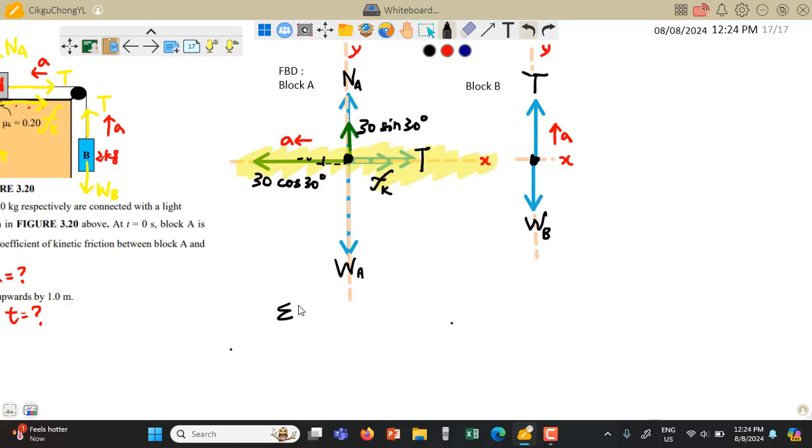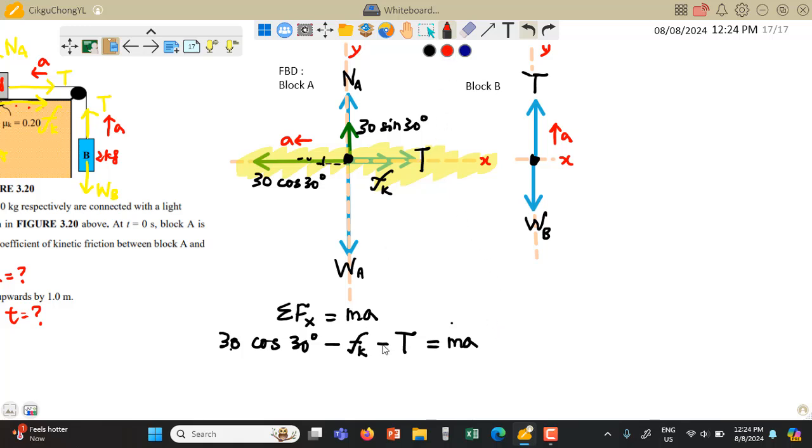So I'm going to have summation of force along the x directions equal to MA. Referring to the FBD, we can see obviously 30 cos 30 is in the direction of A, so we treat it as positive. But Fk and tension are opposite to the direction of acceleration, so these will be negative. So we are going to have 30 cos 30, the force in the direction of acceleration, minus the forces opposite to the direction of acceleration, which are Fk and tension. So minus Fk minus tension equal to Ma.